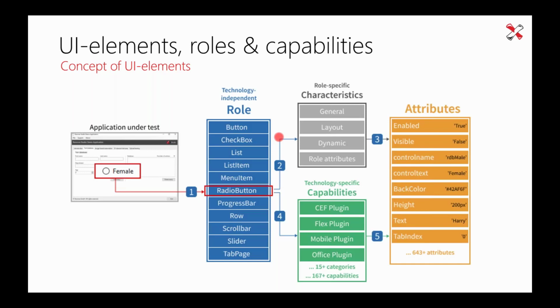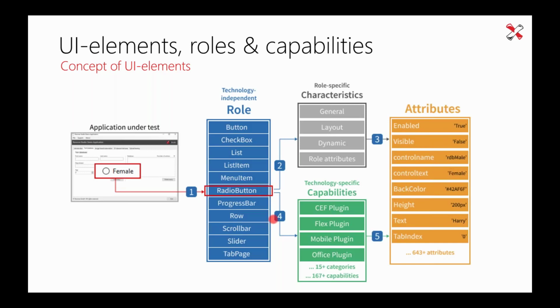The role-specific characteristics are derived directly from the UI element. There are general characteristics, layout characteristics, dynamic characteristics, role attributes, and so on and so forth. So there are some categories. And finally, we end up in so-called attribute value pairs, where, for instance, you can see that the enabled attribute is true, the visible attribute is false, the control text attribute contains the name female, and so on and so forth.